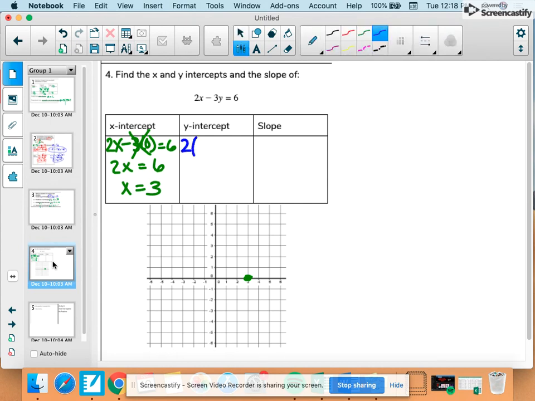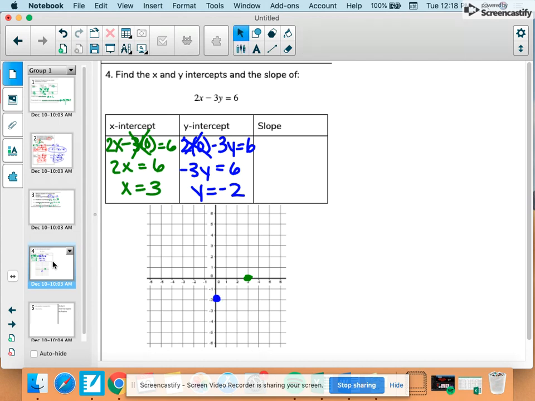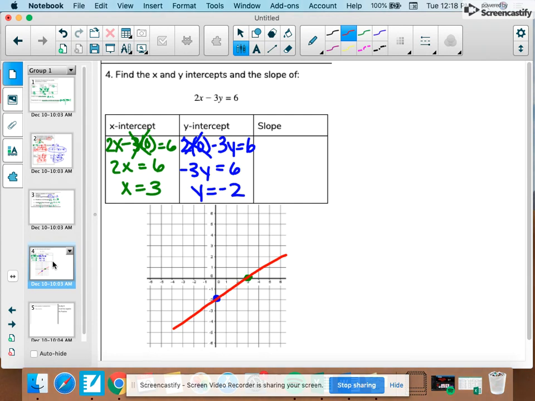Same concept for the y-intercept. We're going to put 0 in for x. And again, 2 times 0 is 0, so that's going to go away. We're left with -3y equals 6. When we divide by -3, we get -2. And again, that's our y-intercept, so that goes on our y-axis. So we can draw a line through those points if we want. Slope, we're just going to count rise over run. So we go up 2 over 3, and the line's going up from left to right, so it's positive.